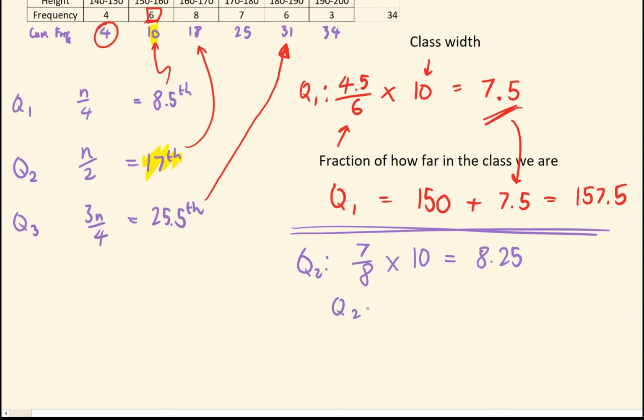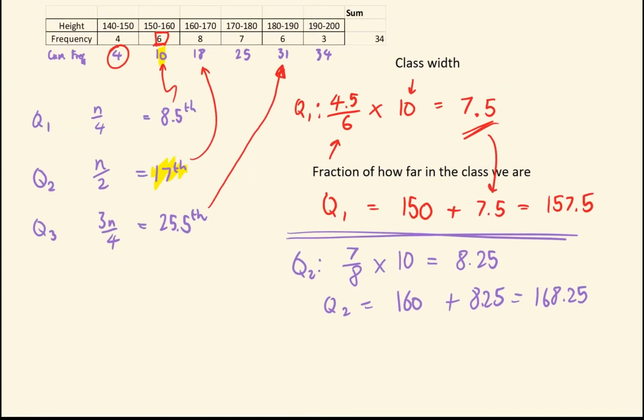So it is the same thing as before. It's going to be the start value. This one starts at 160 plus 8.25. So that'll be 168.25. Okay, and here you don't need to round unless you're explicitly told to round, otherwise just leave it in sort of full abbreviated form.